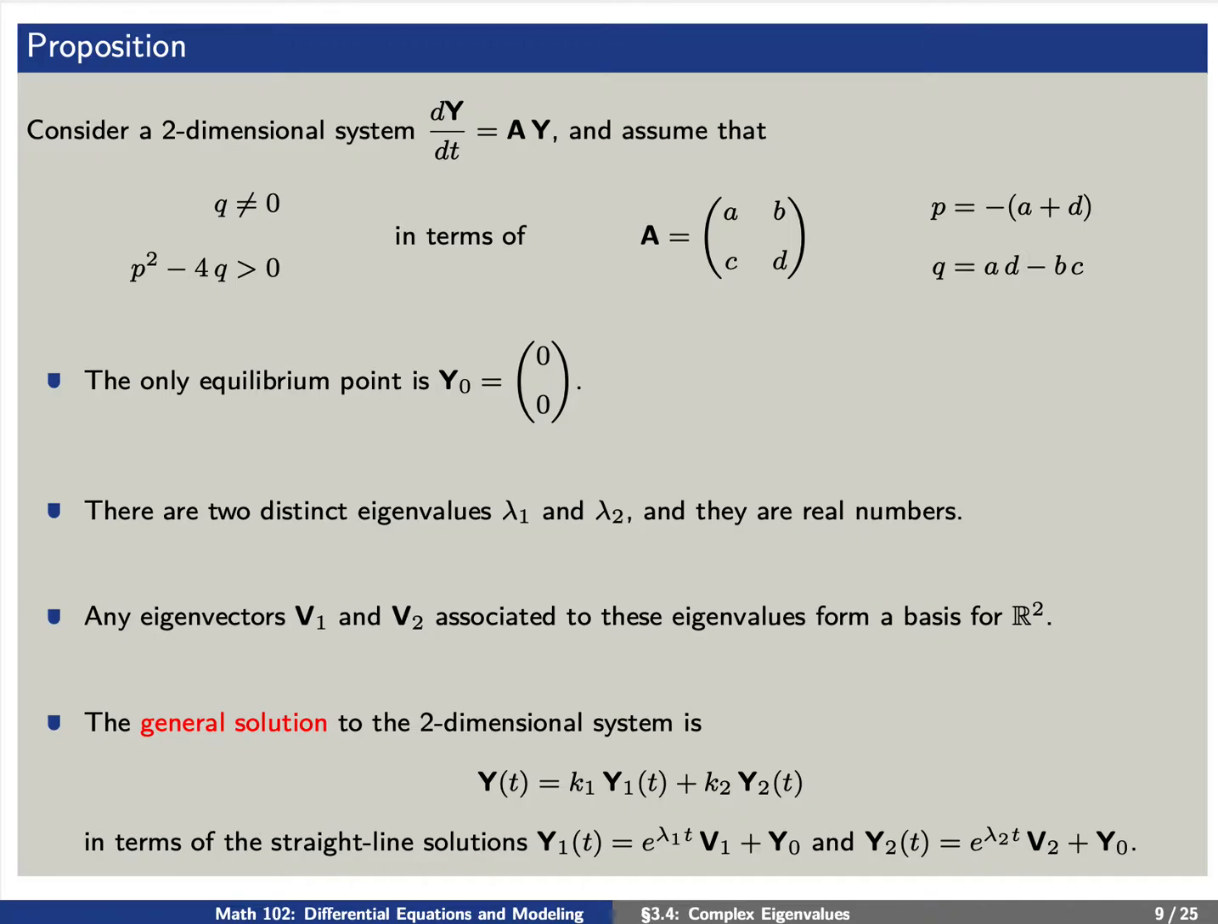And fourth, the general solution to our two-dimensional system is capital Y equals k sub 1 times capital Y sub 1 plus k sub 2 times capital Y sub 2, where y sub 1 of t and y sub 2 of t are straight line solutions.